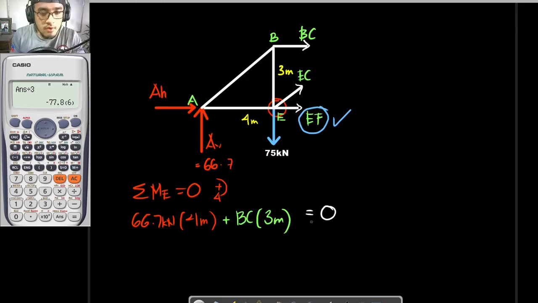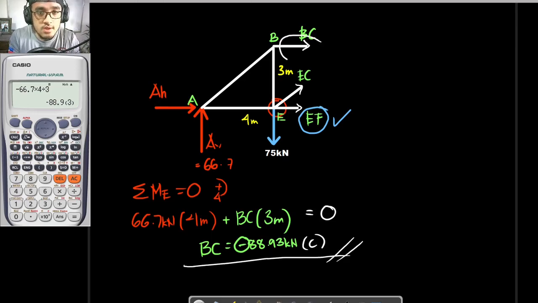Okay, now solving for BC using this equation right here. If you are to look at the calculator on your left, that is to be negative 66.7 times 4. So ginawa ko na siya negative kasi transpose ko siya. So 66.7 times 4 divided by 3. So our answer here would be negative 88.93. And this negative symbol right here indicates that it is in compression, since I have assumed my forces to be in tension.